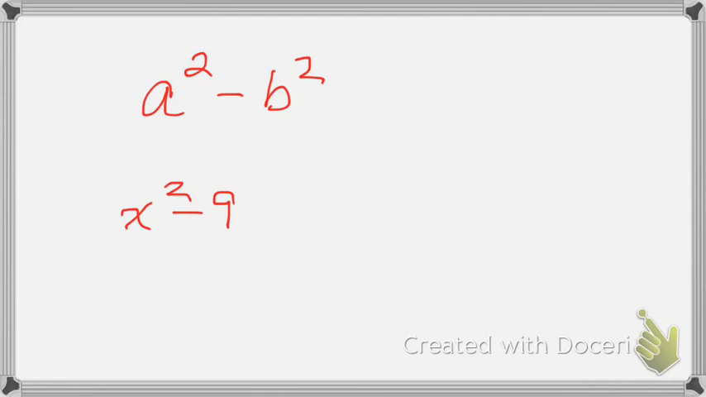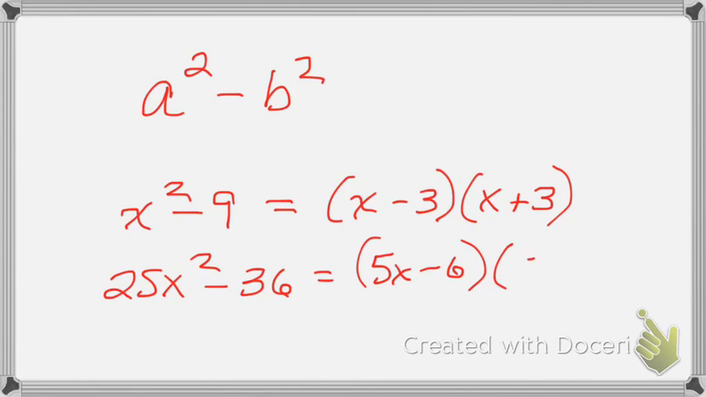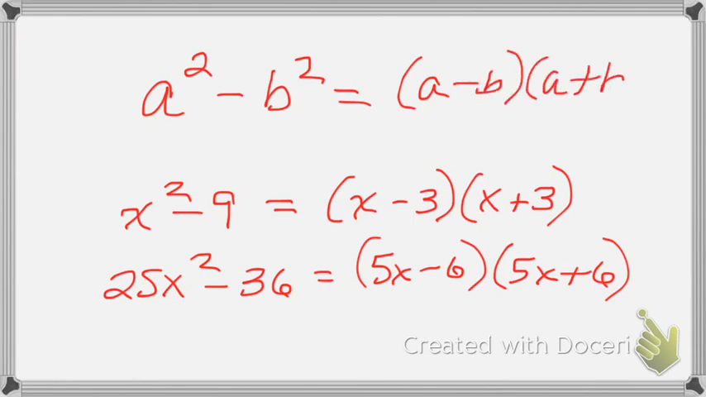You don't have to write this down. The middle terms cancel out. And so that would be x minus 3 times x plus 3. Remember that? Or if you have, let's say, 25x squared minus 36? That would be 5x minus 6 and 5x plus 6, right? So the formula for difference of squares, so difference of perfect squares, would be a minus b and a plus b, right? So that you learned in Algebra 1.